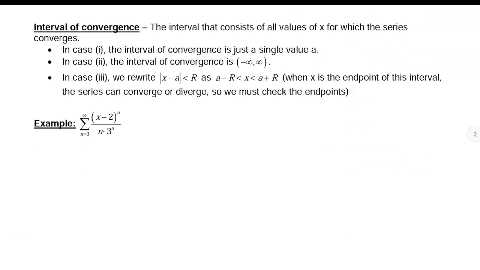The interval of convergence consists of all the values of x for which the series converges. In the first case up above, it was just a single value a. In the second case up above, the interval of convergence was all reals. And in the third case, we would come up with that interval as an inequality.